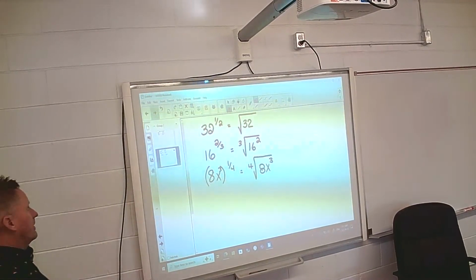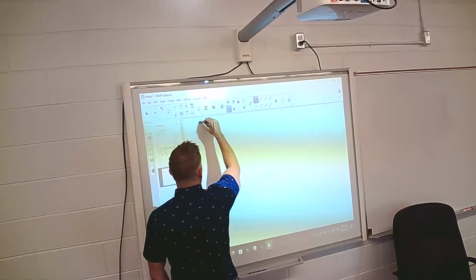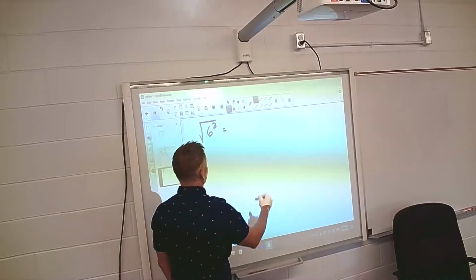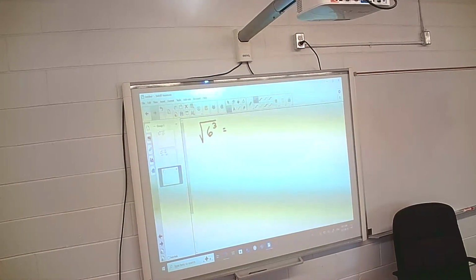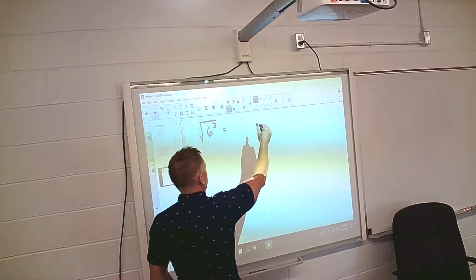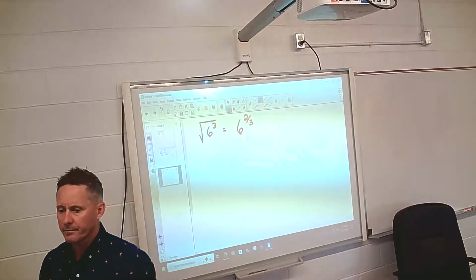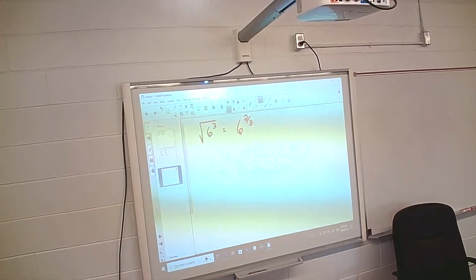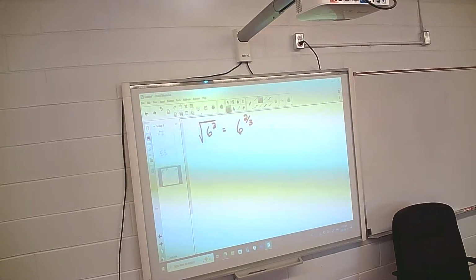Right. So now we're going to do it the other way. Now we're going to take a rooted value and we're going to write it as a fraction. What is that one going to be? 6 to the 2/3. Do we agree with Elijah? Anybody want to disagree with Elijah? Jack, you and I are on the same page. What should it be? 6 to 3/2.